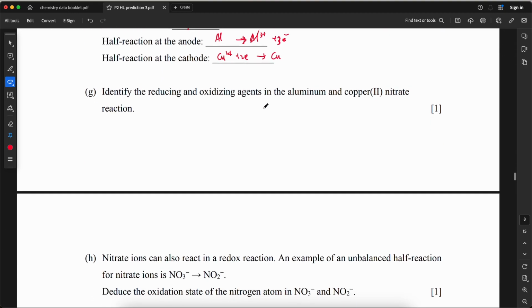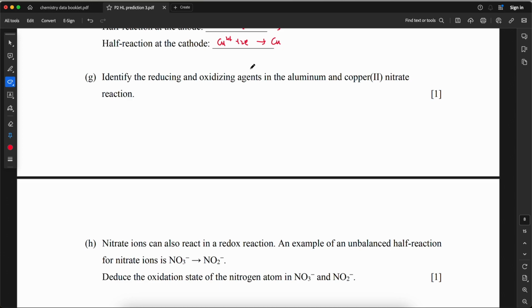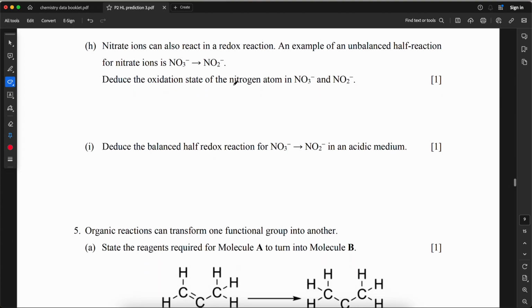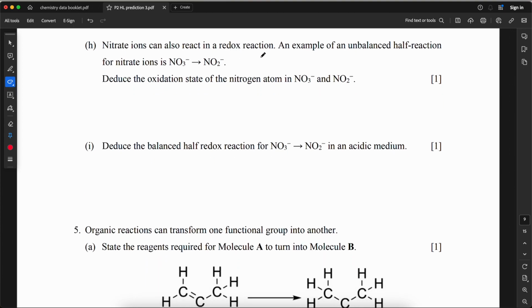Identify the reducing and oxidizing agent in the aluminum and copper nitrate. Reducing means oxidation. Oxidizing means reduction. So the reducing agent is the one oxidized, which is aluminum. And the oxidizing agent is the one reduced, which is Cu2+. Nitrate ion can also react in redox reactions. An example of an unbalanced half reaction for nitrate ion is NO3- produces NO2-. Deduce the oxidation state for these two.